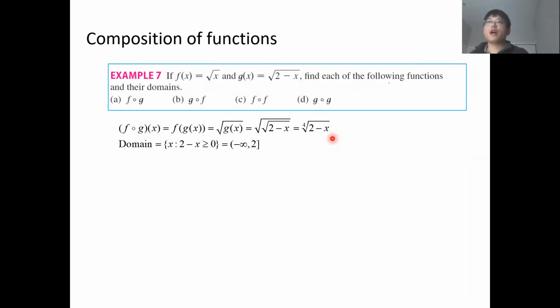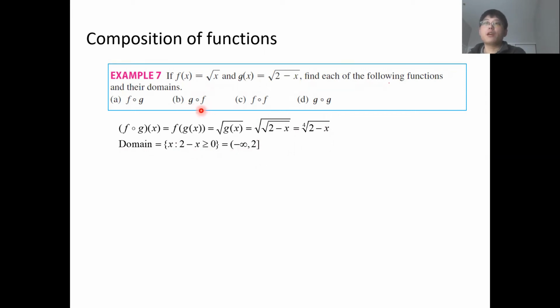Okay, so the domain for this one is pretty simple. 2 minus x has to be greater or equal to 0. But once you get the root of 2 minus x, it is automatically greater or equal to 0, so there's nothing to worry about. So all we need to make sure is that 2 minus x is greater or equal to 0. So the answer for the domain is simply the closed interval minus infinity to 2. Okay, so this is part A.